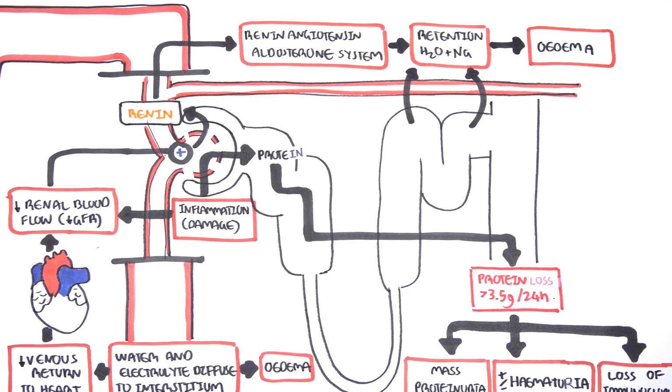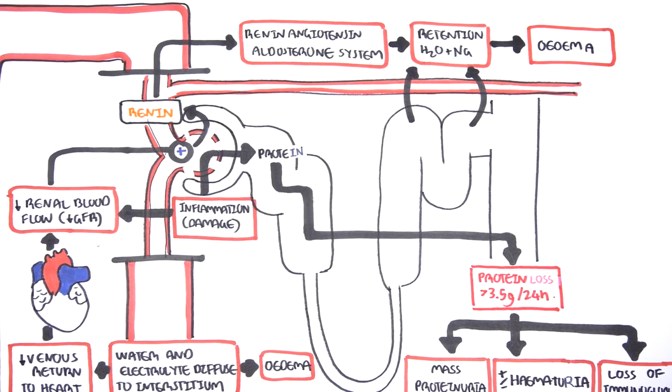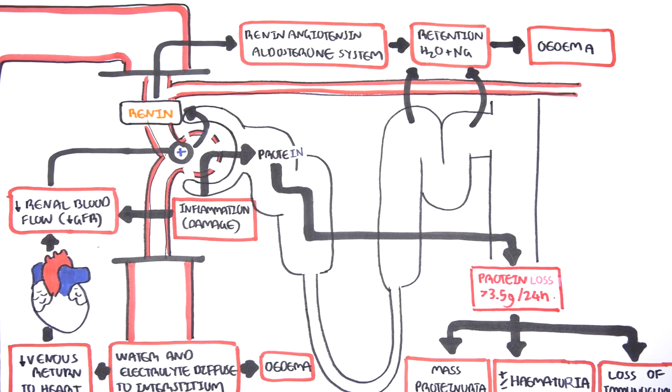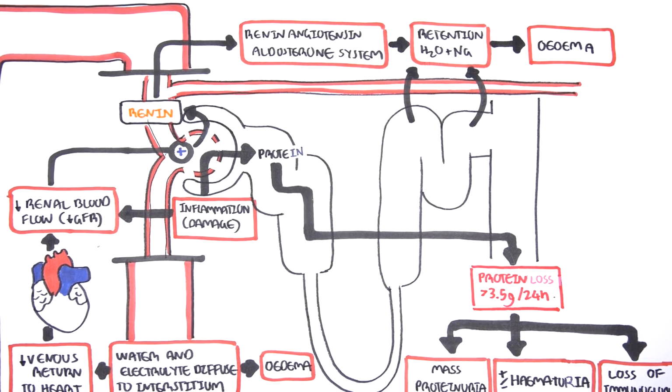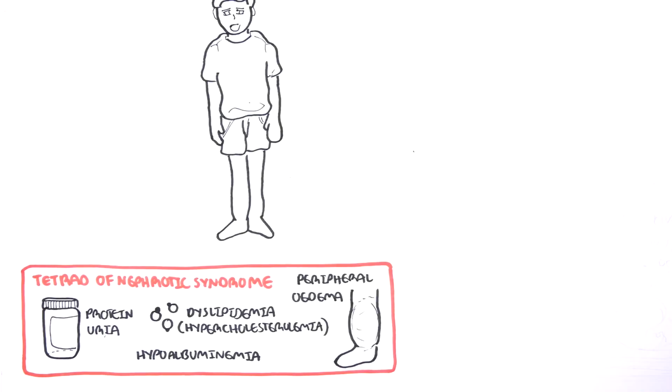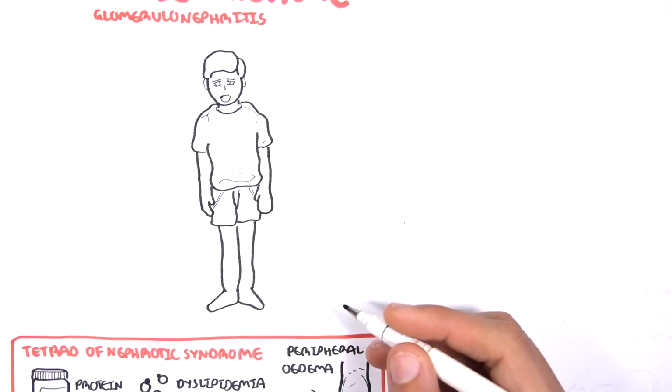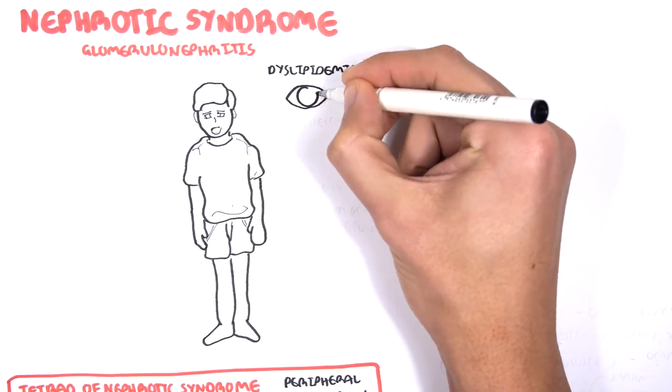So in summary, we just saw how proteinuria occurs due to inflammation in the glomerulus, and this will eventually lead to hypoalbuminemia, hypercholesterolemia, and peripheral edema. And this is the tetrad seen in nephrotic syndrome. Based on this tetrad, we can expect to possibly see some signs and symptoms.